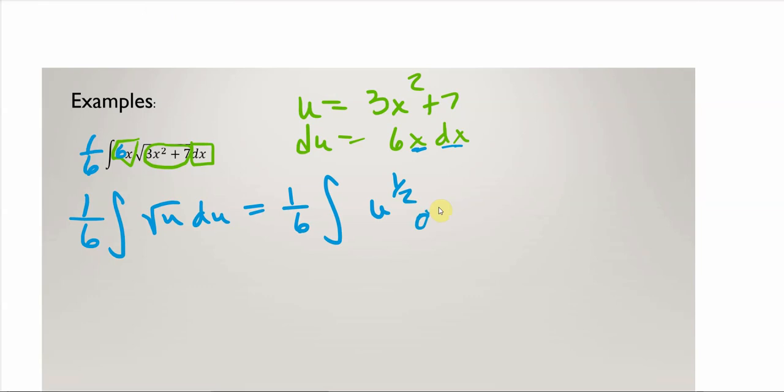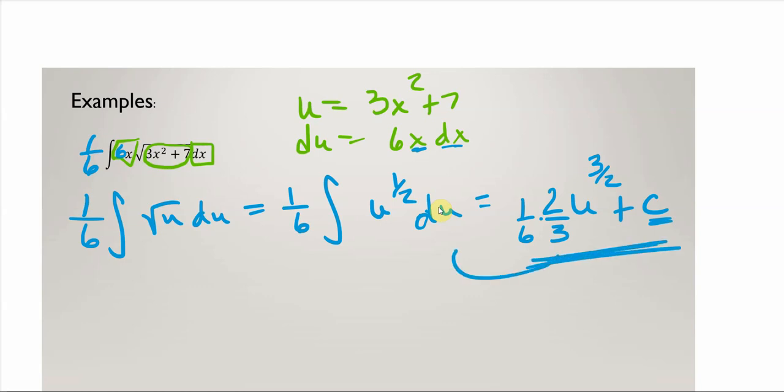U to the 1/2 du. Okay, so now this means u to the 3/2. You add 1 to my power and divide by its new power, or multiply by its reciprocal, times 1/6. Plus c. Now remember, in the other video I said if they do not give you bounds, you have to put the plus c, because the derivative of this function better give me that function. And I could have any constant out there, and the derivative of the constant will be 0. So when I reduce this, I'm going to end up with 2/18, which is really 1/9 u to the 3/2 plus c.